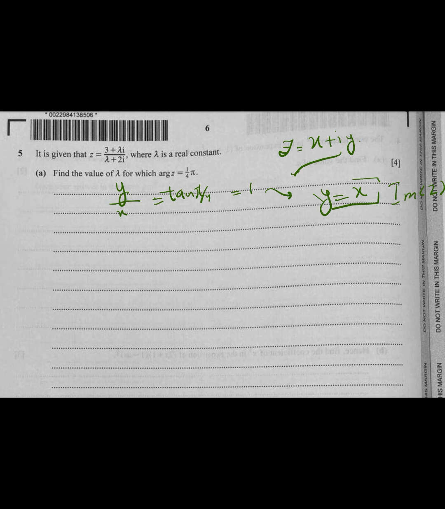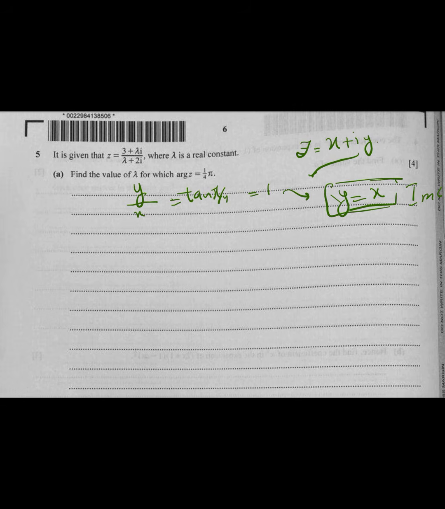Question number 5. We have to find the value of lambda for which the argument of z equals pi by 4. So the formula for argument is tan inverse of the imaginary part divided by the real part. So let z equal x plus iy, then y over x, where the argument of z would be pi by 4. So y by x will be equal to tan of pi by 4, and tan of pi by 4 is basically 1. So hence y is equal to x, or basically the imaginary part of z is equal to the real part of z. That's the first equation we have.